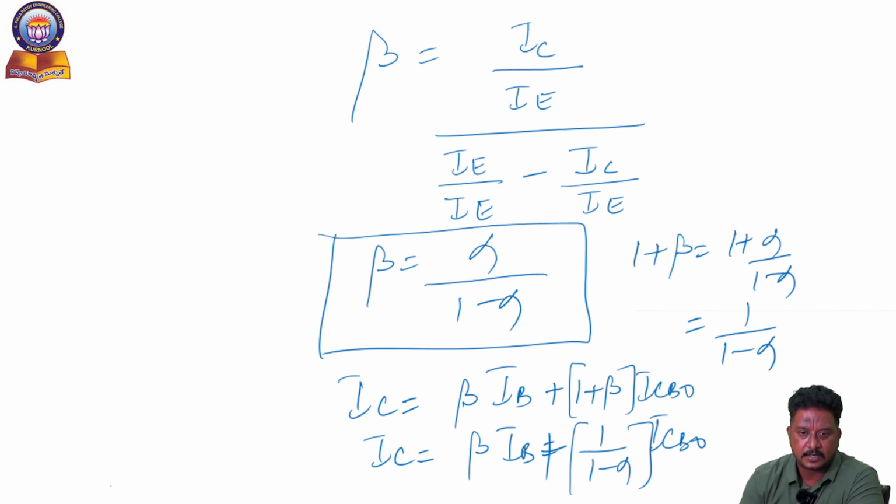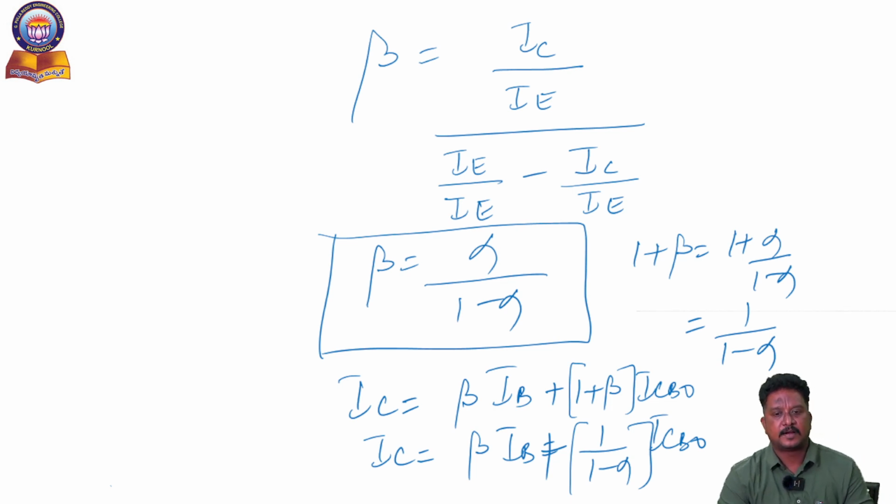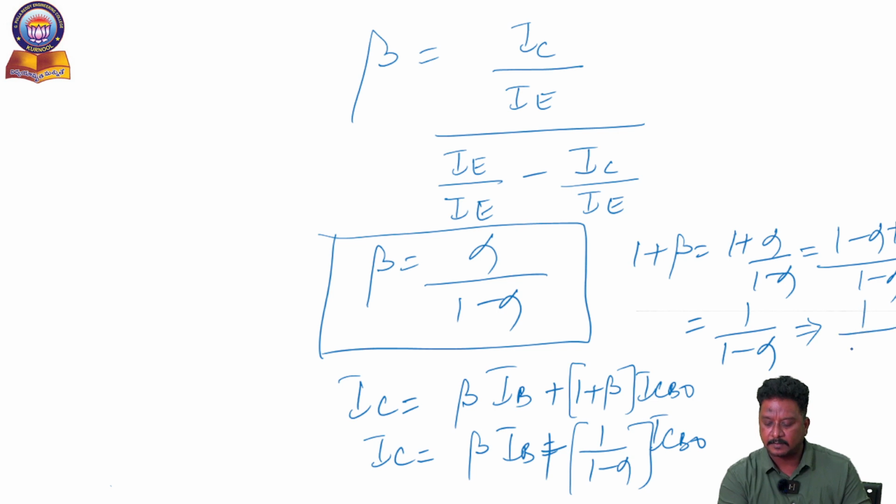Now I am trying to differentiate this current equation with respect to IC naught, so that I can find out the stabilization factor. So 1 plus beta is concluded as 1 by 1 minus alpha. This can be concluded as 1 minus alpha plus alpha by 1 minus alpha, so that I can equate it as 1 by 1 minus alpha. So in this place, 1 plus beta will be concluded. Anyway, now I am trying to frame that equation.